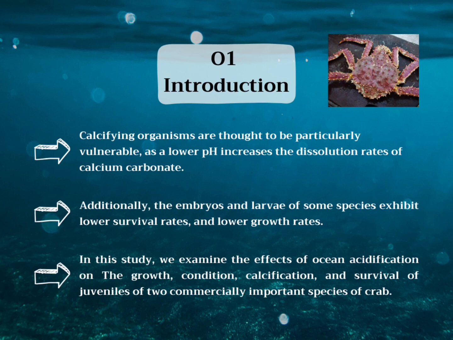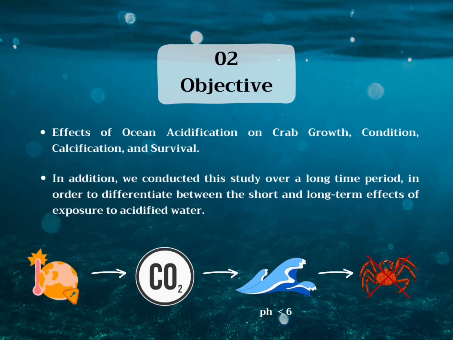In this study, we examine the effect of ocean acidification on the growth, condition, calcification, and survival of juveniles of two commercially important species of crab. Number 2. Objective. To determine the effect of ocean acidification on crab growth, condition, calcification, and survival. In addition, we conduct this study over a long time period in order to differentiate between the short and long-term effects of exposure to acidified water.